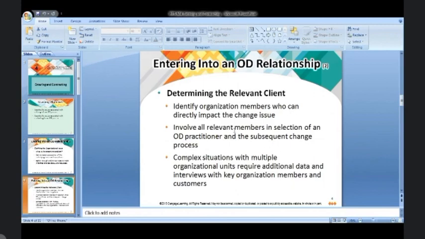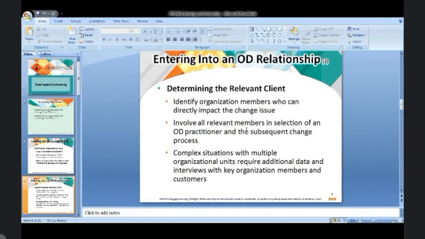So involve all the relevant members in the selection of the OD practitioner. If the situation is very complex, determining the relevant client will be very difficult, and it differs from situation to situation. For example, one organization may be unionized, so while selecting the relevant client, you need to involve the union members also. And if there is a problem between two or more departments, then you need to involve members of those departments also in the definition of the relevant client.